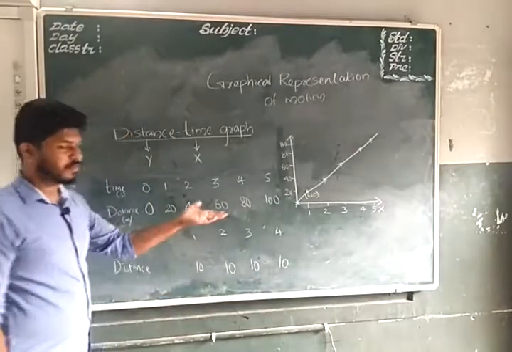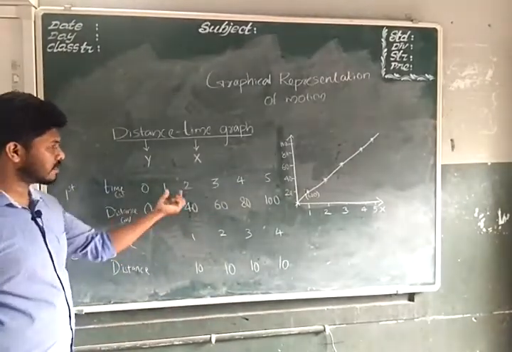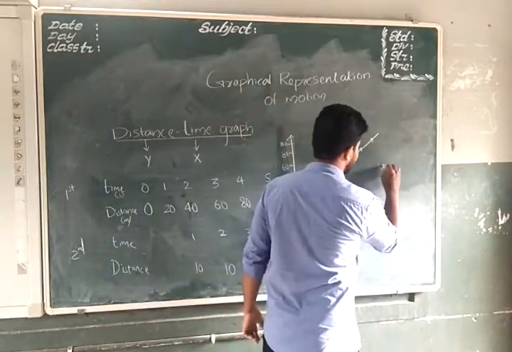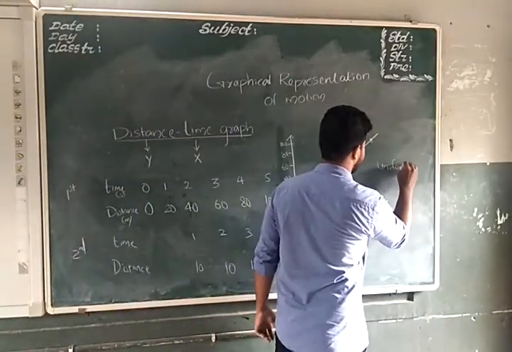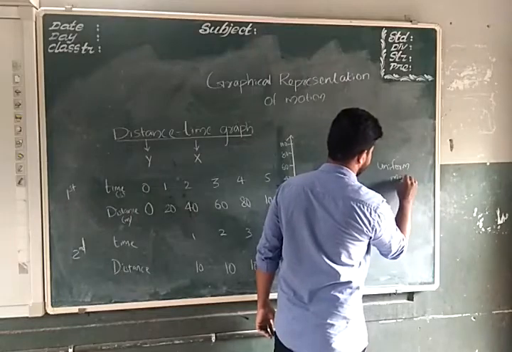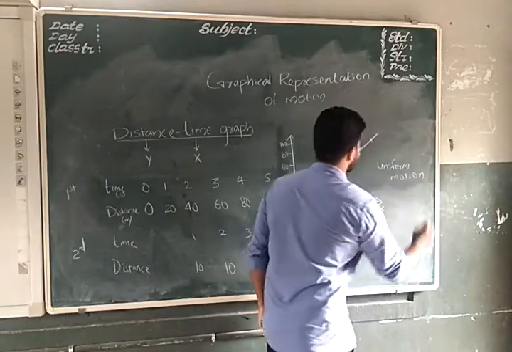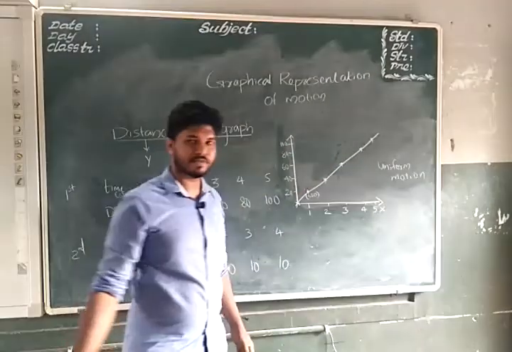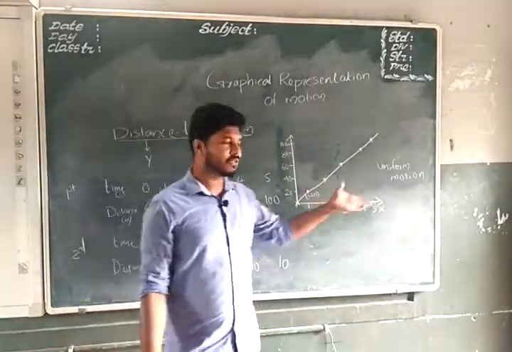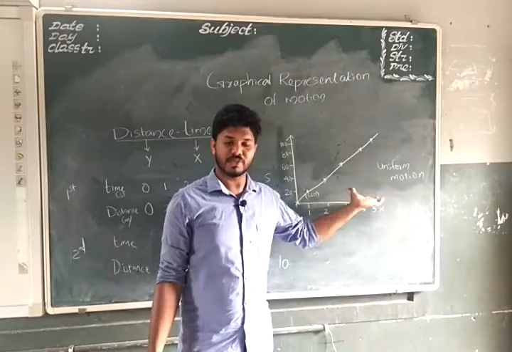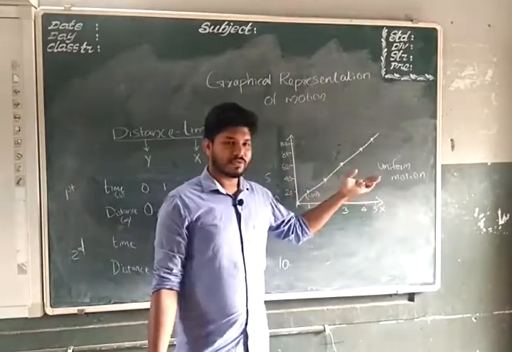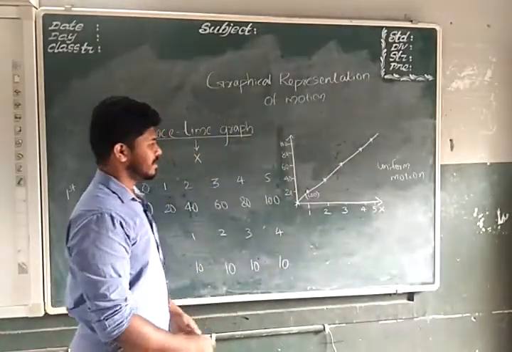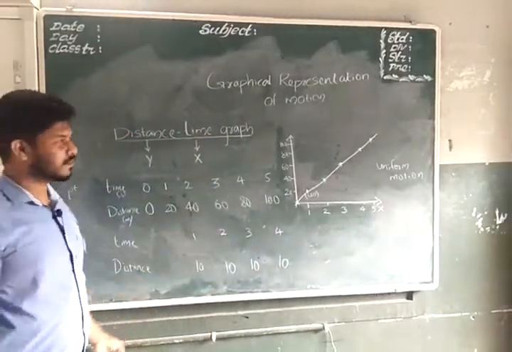And what is the nature of motion? See here, it covers equal distance in equal intervals of time. Therefore, it is the graph of uniform motion. So if a graph is given like this, a straight line which is inclined to the x-axis, and if you are asked to write the nature of motion, you can write the object follows a uniform motion. See, hope it is very easy for you.